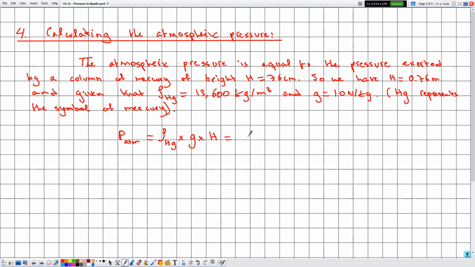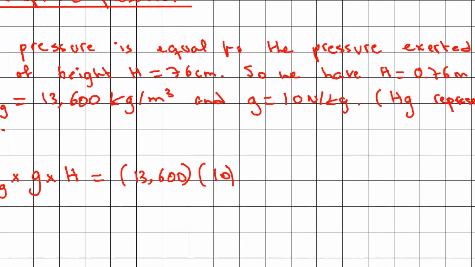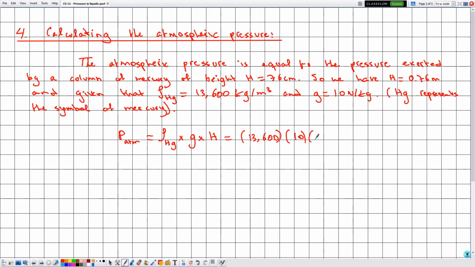Now the value of rho Hg is given by 13,600, and the value of G is given by 10, and the value of this height or this depth is given by 0.76. Plugging this on the calculator, the value of the atmospheric pressure is 103,360 Newton per meter square, and usually this unit is denoted by Pascal. So the atmospheric pressure is 103,360 Pascal.